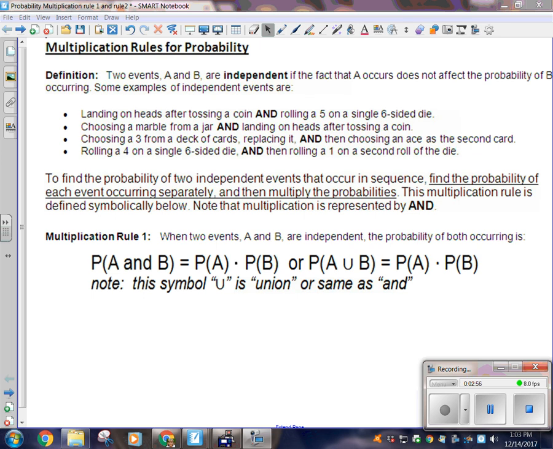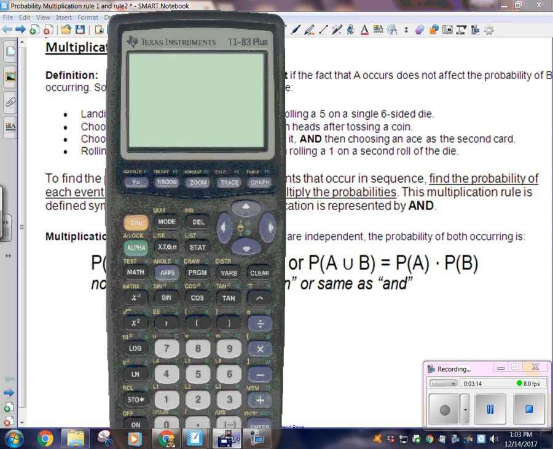You will want your calculator. You will reduce these fractions. These numbers can get very big. You might want to use your math fraction key to reduce it, or you can reduce the fractions before you multiply. So get your calculators ready to go.